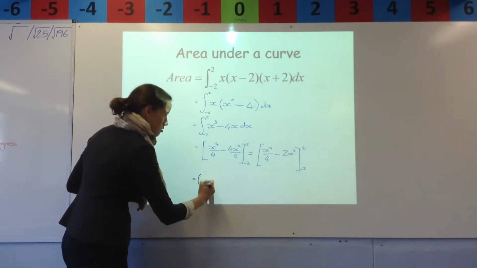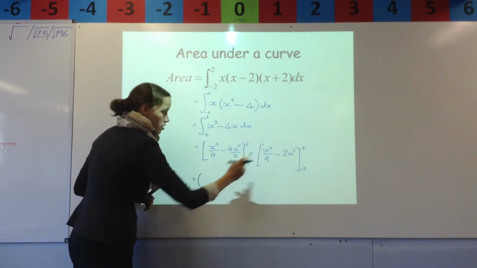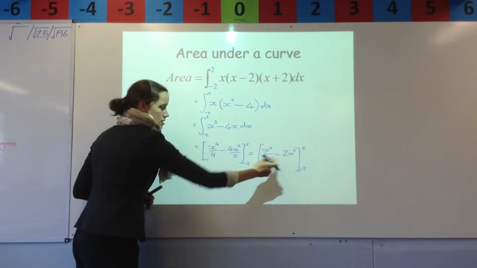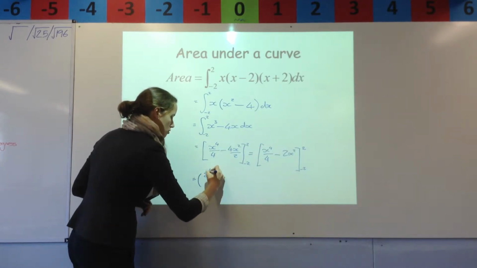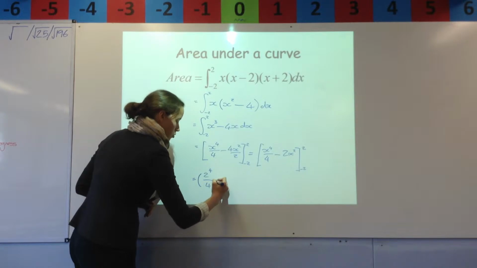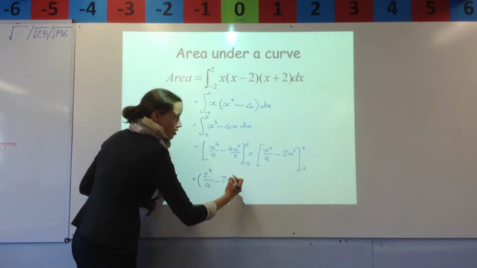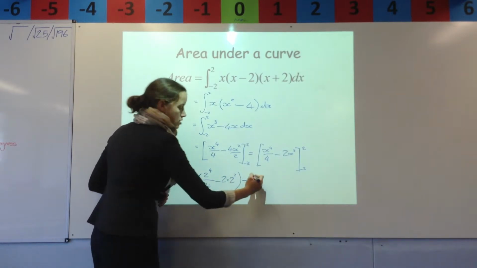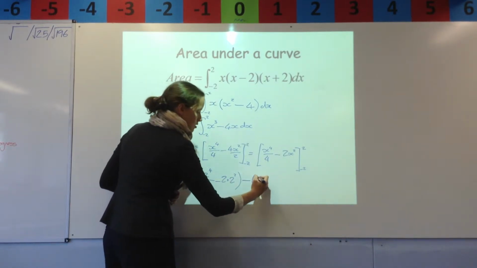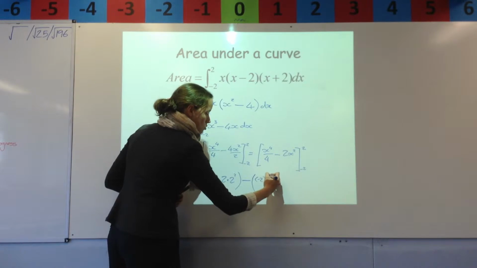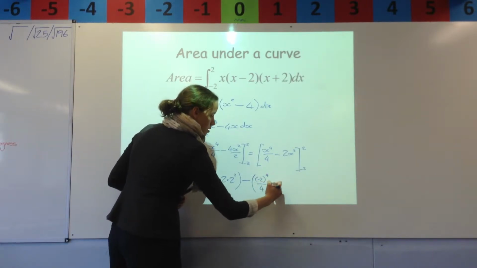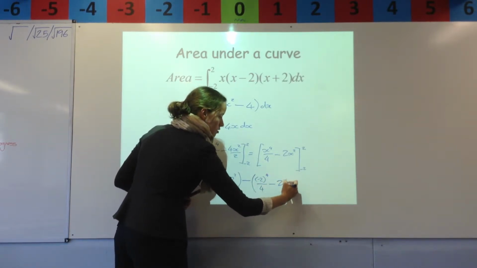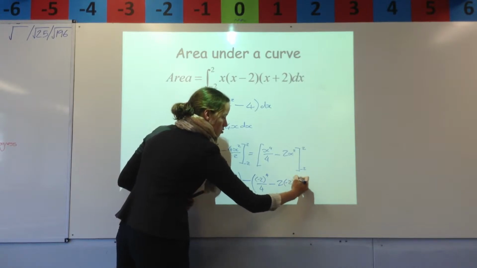So, let's put our first value for 2 into this expression here. So we're going to have 2 to the power of 4 over 4 minus 2 times 2 squared. And then we're going to minus from that, I'm going to use lots of brackets here, negative 2 all squared over 4 minus 2 times negative 2 squared.